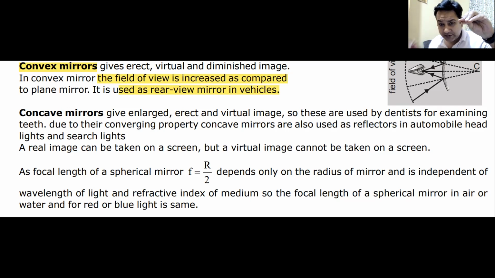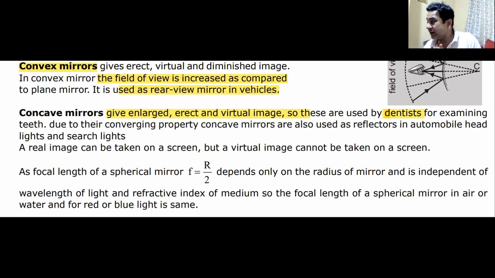Now, where do we use concave mirror? If you want to enlarge something, make it very big, a magnifying glass is what you use. It gives an enlarged, erect, and virtual image. So they are used by dentists. I don't hope that you are trying to become a dentist, maybe much more than that. But your magnifying mirror can be a concave mirror.